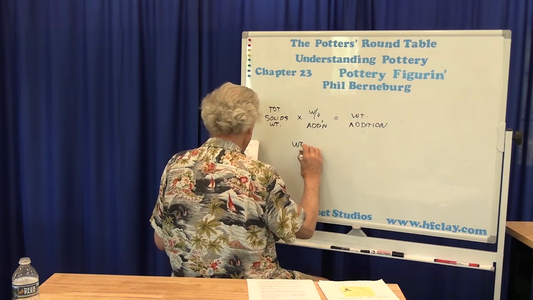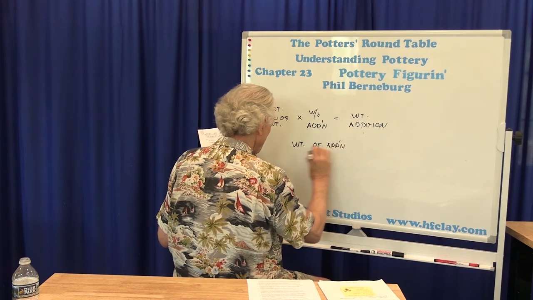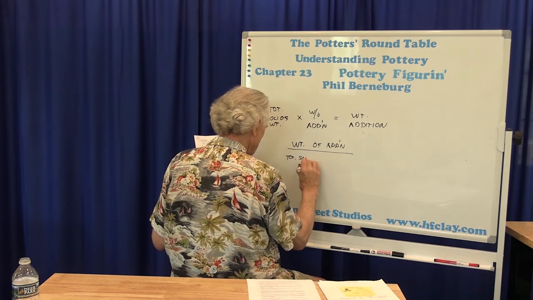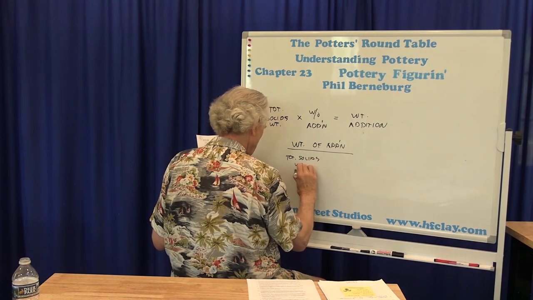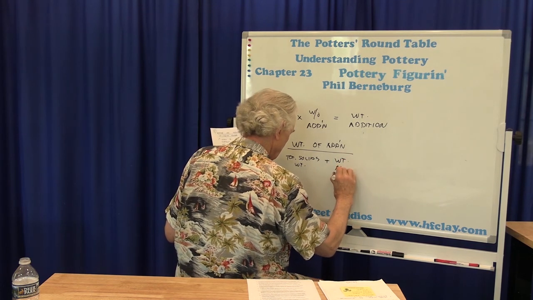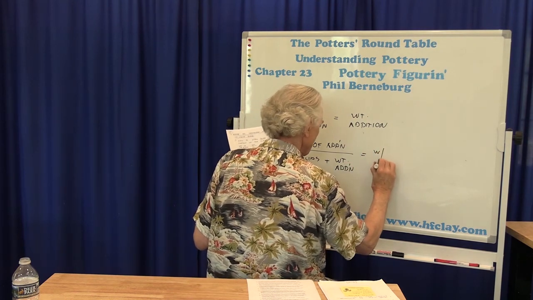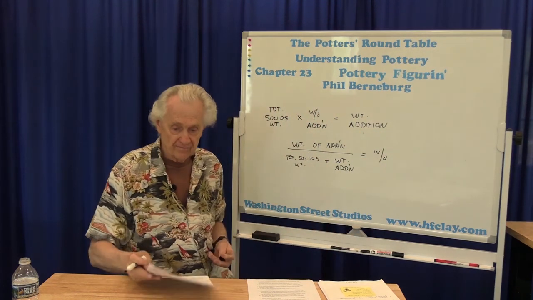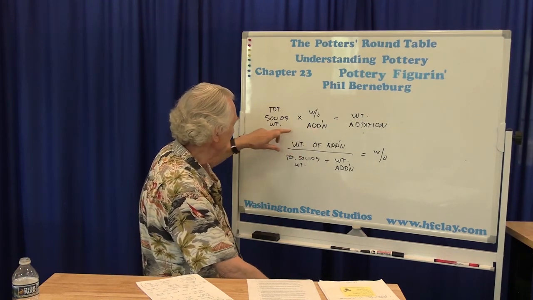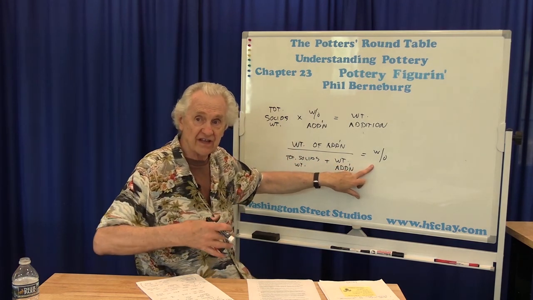It's going to be the weight of the addition divided by the total solids weight plus the weight of the addition again. And that's going to give me the actual weight percent of the addition. Because again, if I'm adding 5%, let's say I add 5%, it's going to be a little less than 5% to calculate the true percentage.